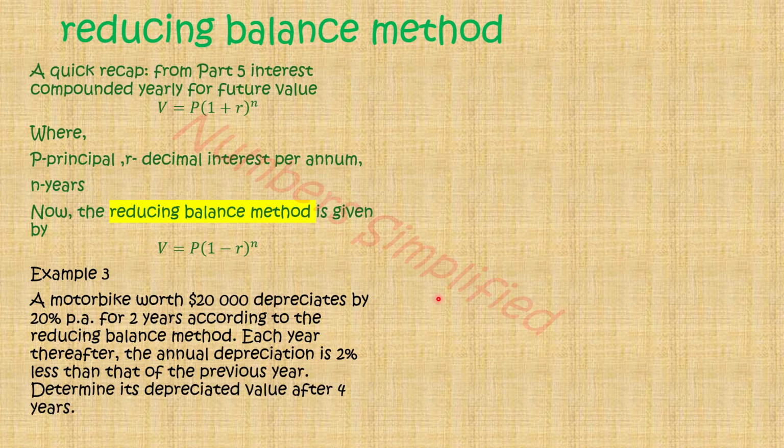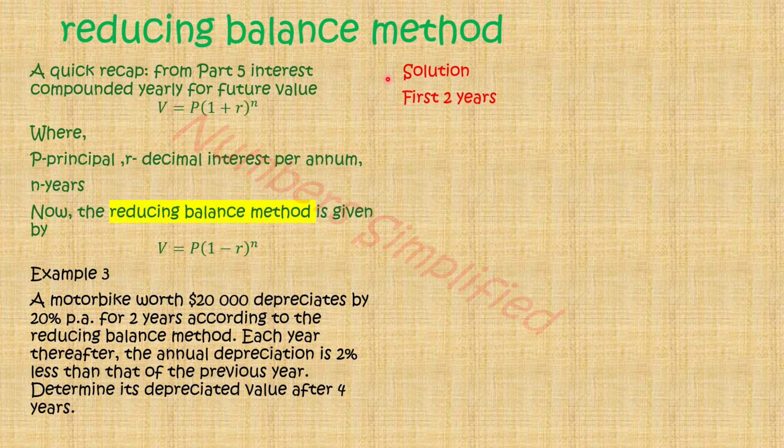Let's look at the final example. A motorbike worth $20,000 depreciates by 20% per annum for 2 years according to the reducing balance method. Each year thereafter, the annual depreciation is 2% less than that of the previous year. Determine its depreciated value after 4 years.